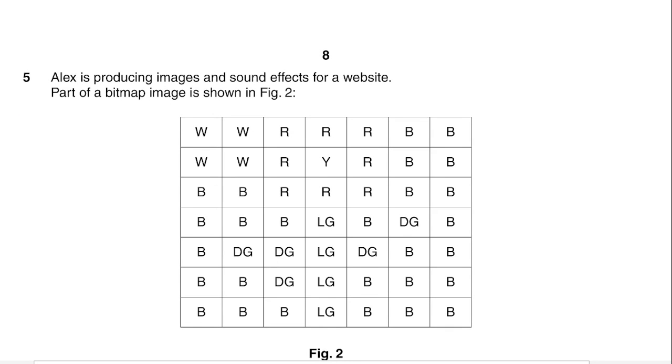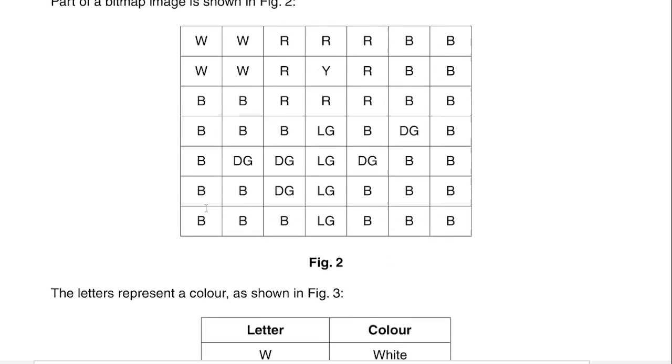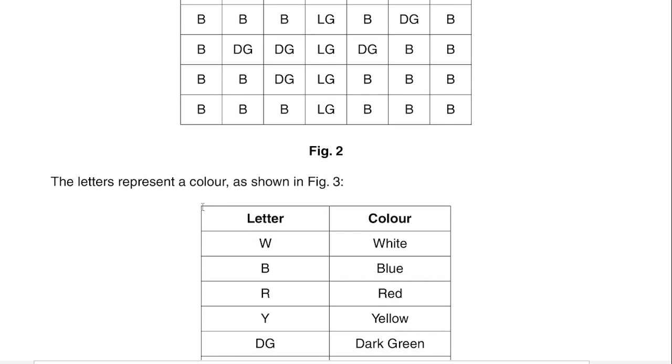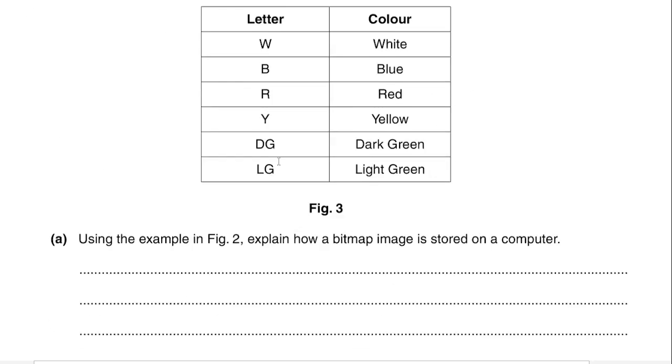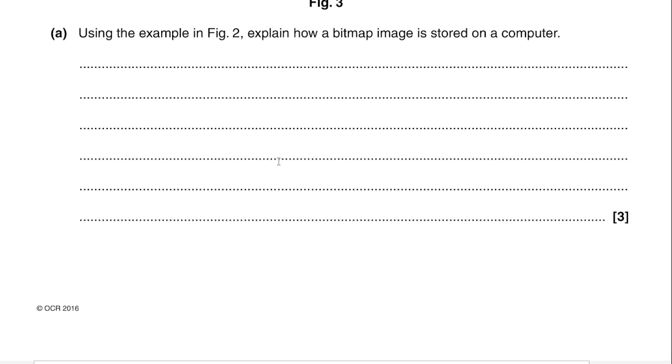Alright, question 5, we have Alex producing images and sound effects for a website. We have part of a bitmap image shown here, and the letters represent the colour as shown here, so white, white, red, red, so on. We have to use the example in figure 2, which is really important, so that means we're going to have to talk about it, we can't avoid it.